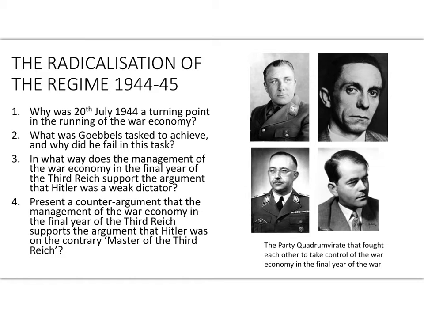The three key Nazis who then put forward their own claim to run the economy for personal selfish reasons are shown. Top left is Martin Bormann, who was the head of the party chancellery. Top right is Joseph Goebbels, who was the propaganda minister. And then bottom left is Heinrich Himmler, the leader of the SS.